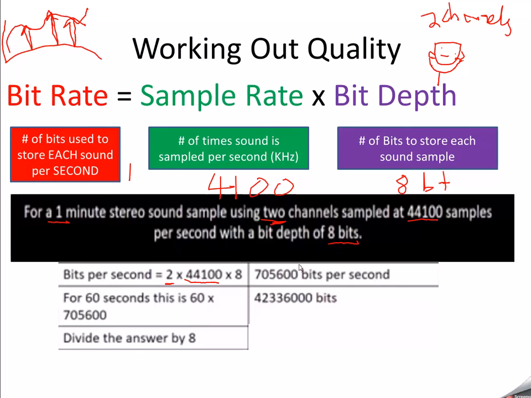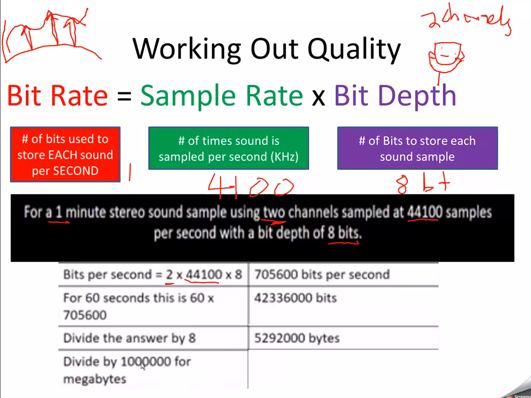The final bit is we're going to divide the answer by 8 to put it into a byte. So to put it into a byte, divide the answer by 8, which gives us that amount of bytes. Finally, let's imagine that it's asked us to turn it from bytes to megabytes. We divide it by that number there, which will give us 5.3 megabytes.